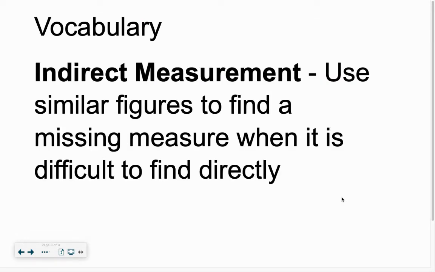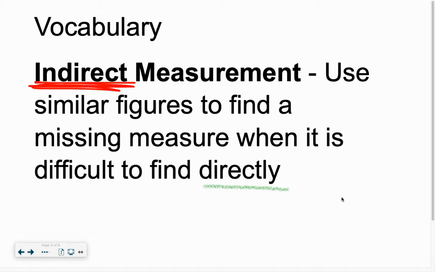When we talk about indirect measurement, the definition is great. It uses similar figures to find a missing measure when it's difficult to find directly. So there is a word that is kind of in the definition. When we talk about indirect, it's measurement. Indirect measurement is something that we can't measure directly, meaning how tall is the school? How tall is the flagpole? How tall is that giant tree?